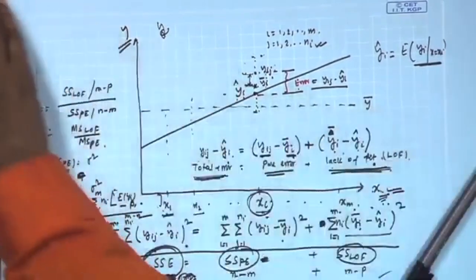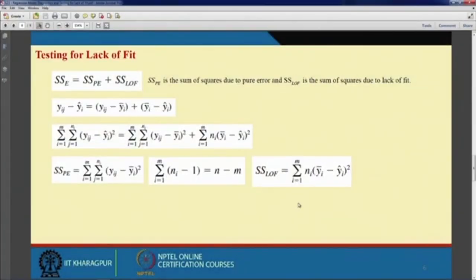Now, see this slide. Sum square pure error is y i j minus y bar, squared, and you have n i observations at the x i level. As there are m such levels, the total number of degrees of freedom available with the pure error is n minus m, and lack of fit you are getting from this formula.